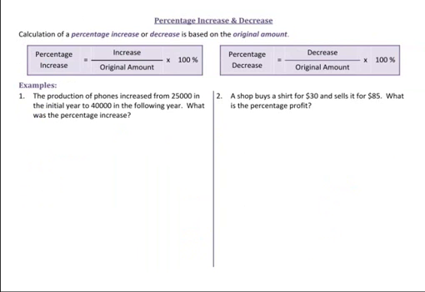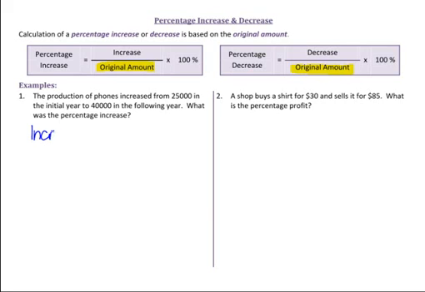Okay, now let's look at percentage increase and decrease. Calculation of percentage increase or decrease is based on the original amount. Okay, it's always over the original, always. So the production of phones increased from 25,000 in the initial year to 40,000 in the following year. What was the percentage increase?